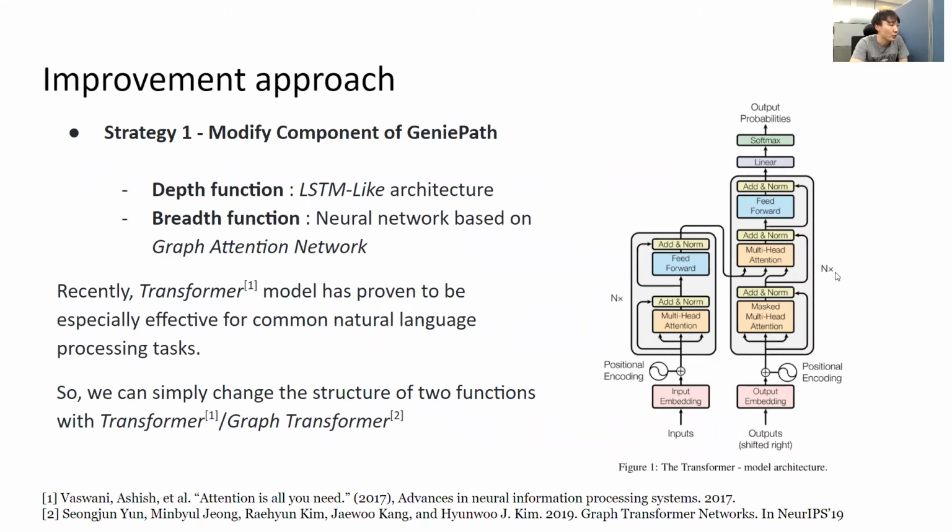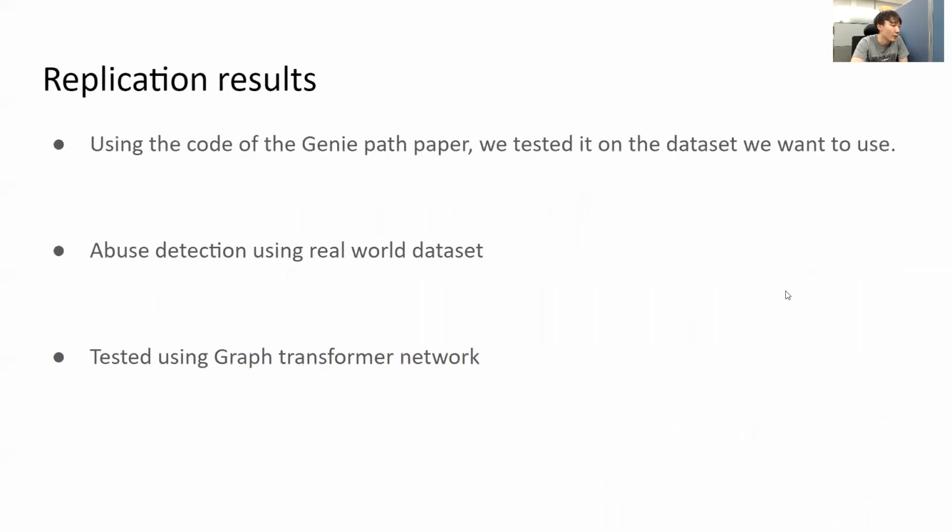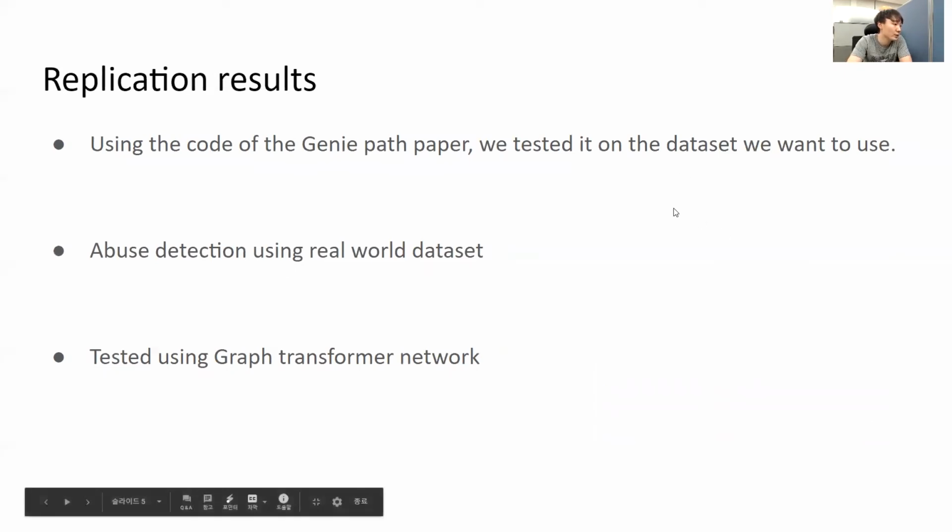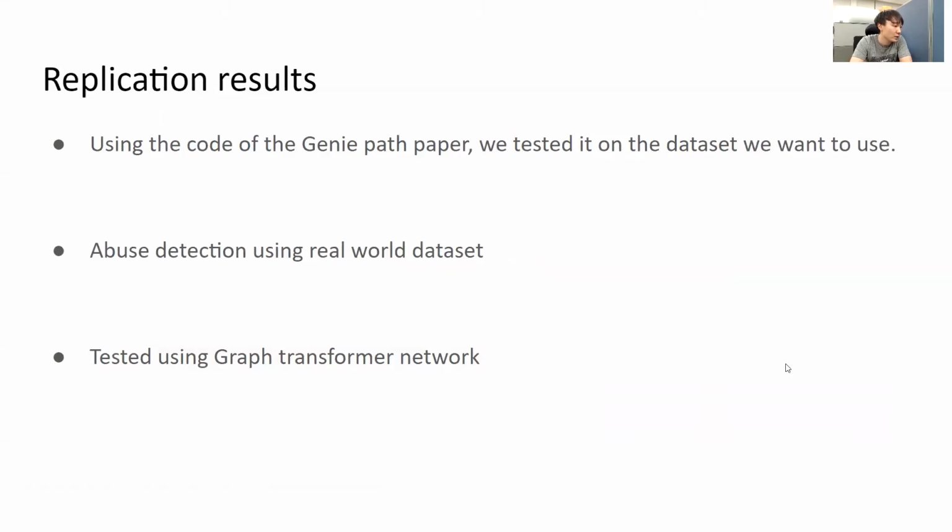From the last proposal presentation, we suggested 3 improvement approaches. With this background, in today's presentation, we will follow these 3 big contexts. First, testing the paper's model with another dataset. Second, using a real-world dataset with the paper's model. And last, applying the graph transformer network to the paper's model.